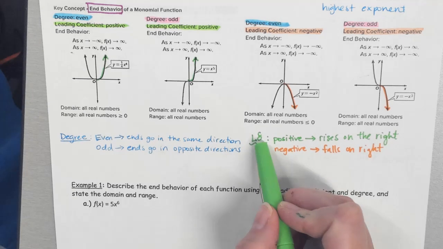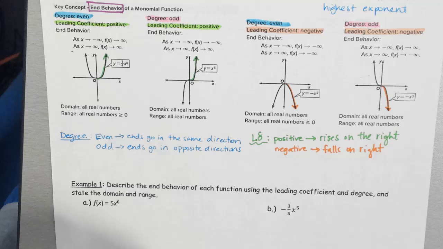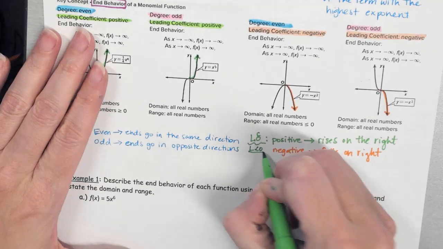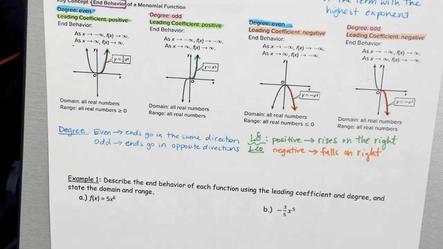I put the O instead of the C first, so this is the leading coefficient. This is the LCO. I know it looks bad, I'm sorry. It's just the leading coefficient, the LC. This looks like local to me.